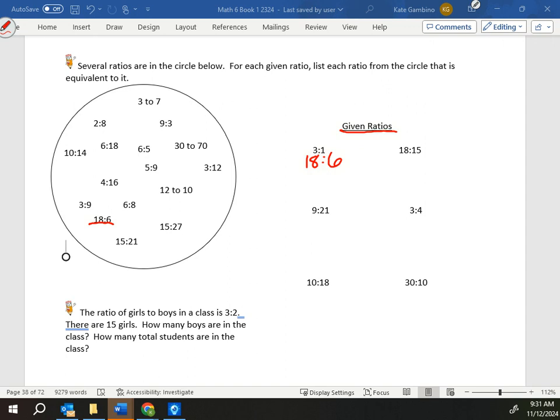I'm not going to cross it all the way up because we might repeat some ratios. Is there another one, Maddie? 9 to 3. If I multiply 3 by 3, I get 9. If I multiply 1 by 3, I get 3. Are there any other ones? There's actually not. No other one is that 3-to-1 ratio. There might be some that are a 1-to-3 ratio, but it has to be 3-to-1.